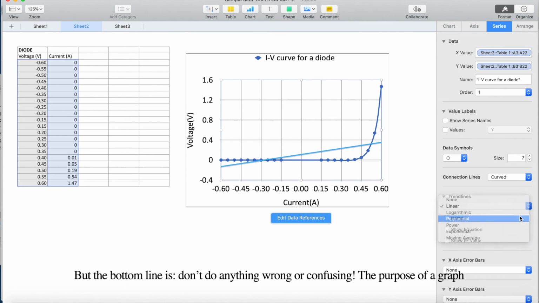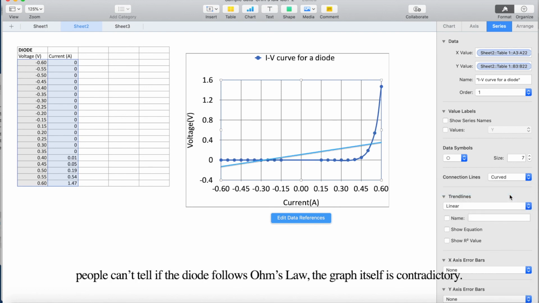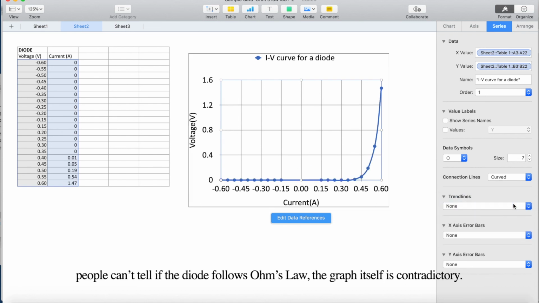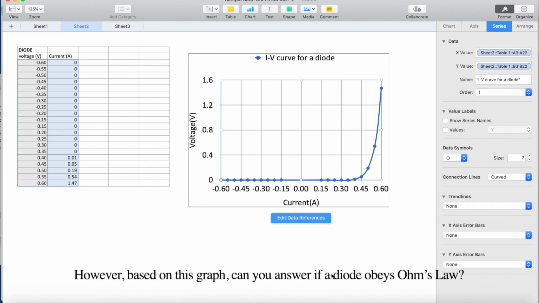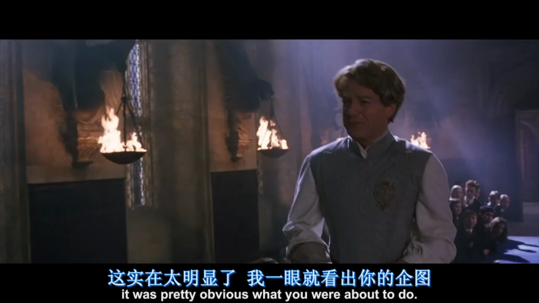The purpose of a graph is always to convey certain information. If you draw a linear line on this graph, people can't tell if the diode follows Ohm's law. The graph itself is contradictory. However, based on this graph, can you answer if the diode obeys Ohm's law? Pretty obvious.